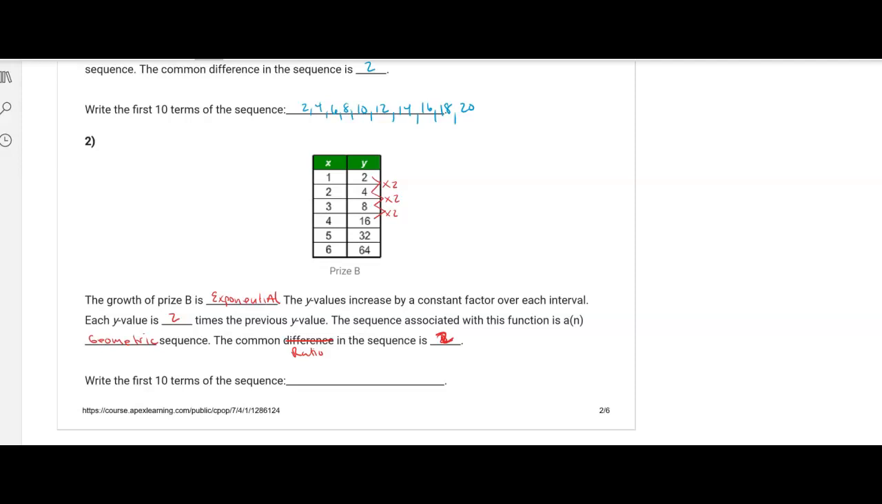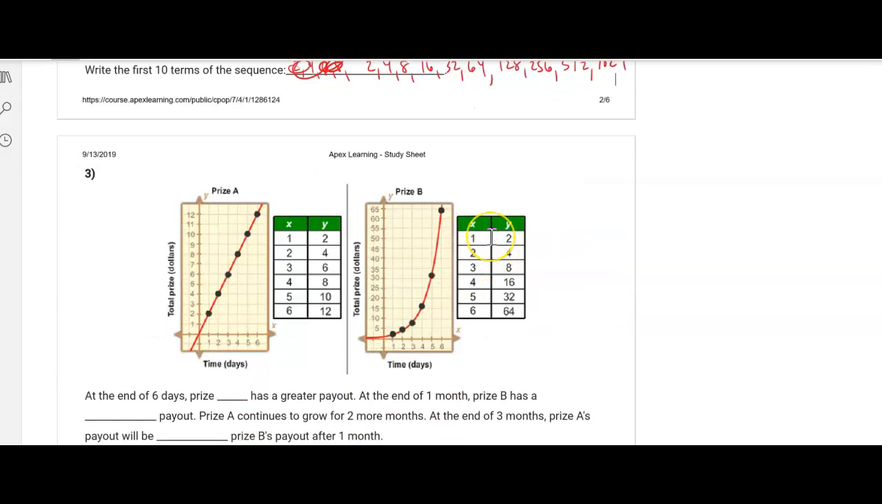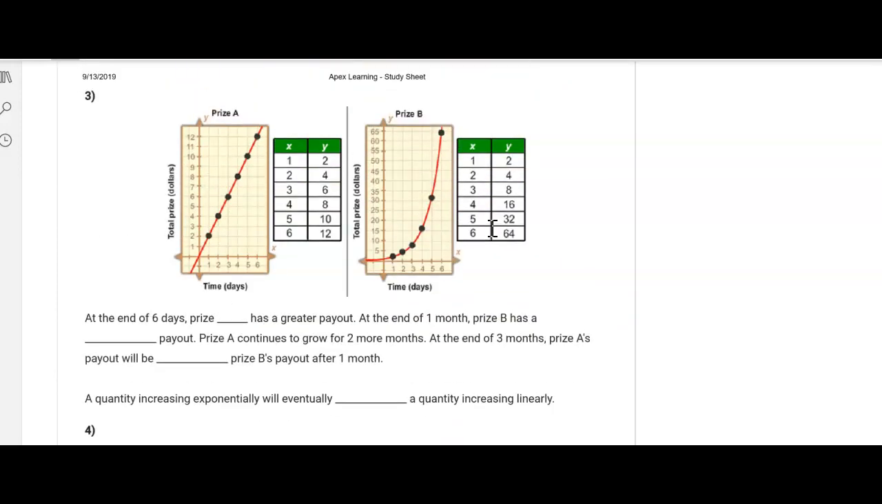So if we had to write the first 10 terms here, the numbers are going to grow much quicker. 2, 4, 8, 16, 32, 64, 128, 256, then 512, and then 1,024. So if you were to win a prize, you definitely would want prize B. Okay? So when you look at the graph of A, notice if you have an arithmetic sequence, you have a line. If you have an exponential or geometric sequence, you have exponential growth or decay.